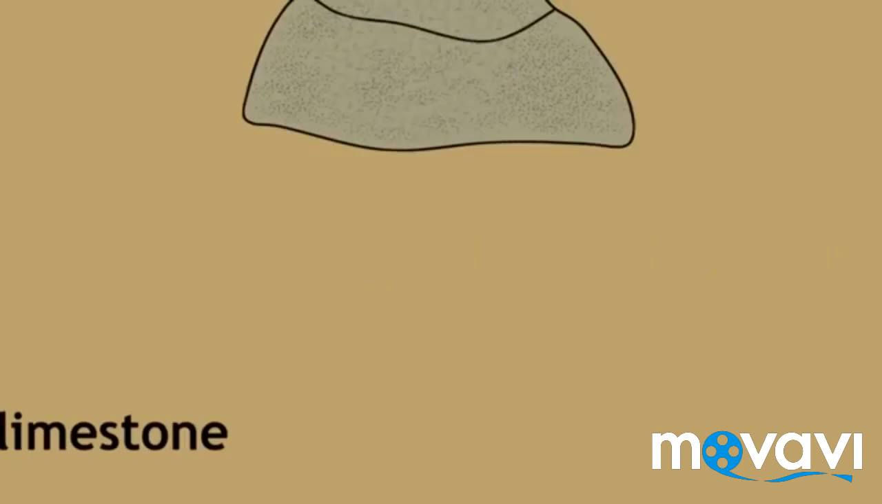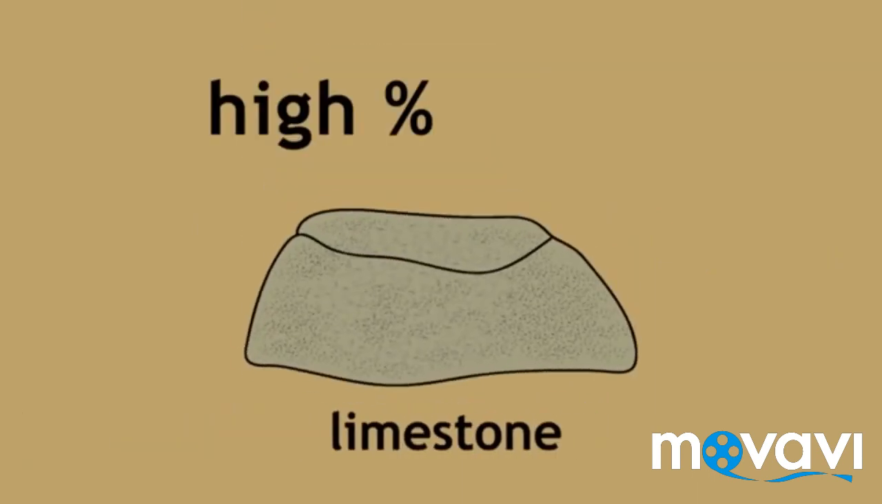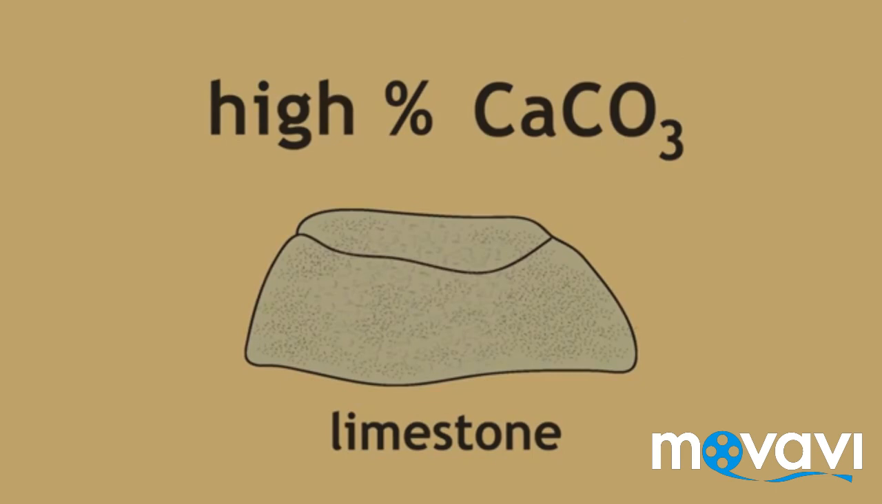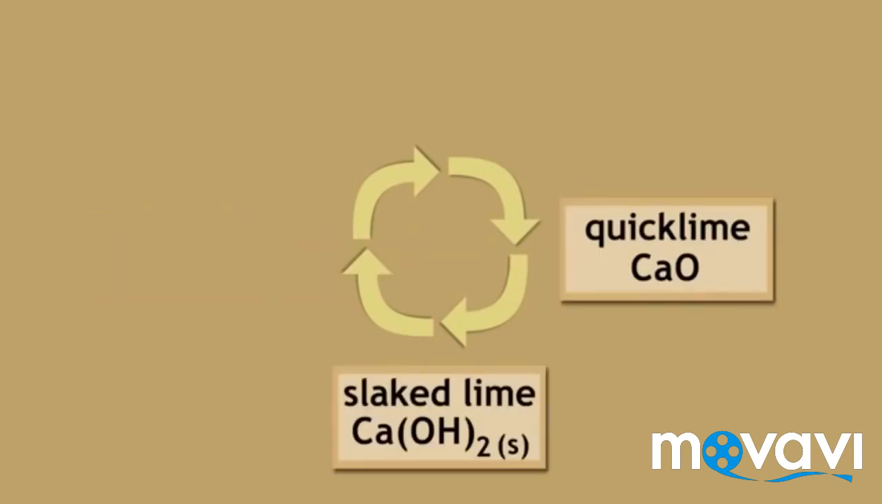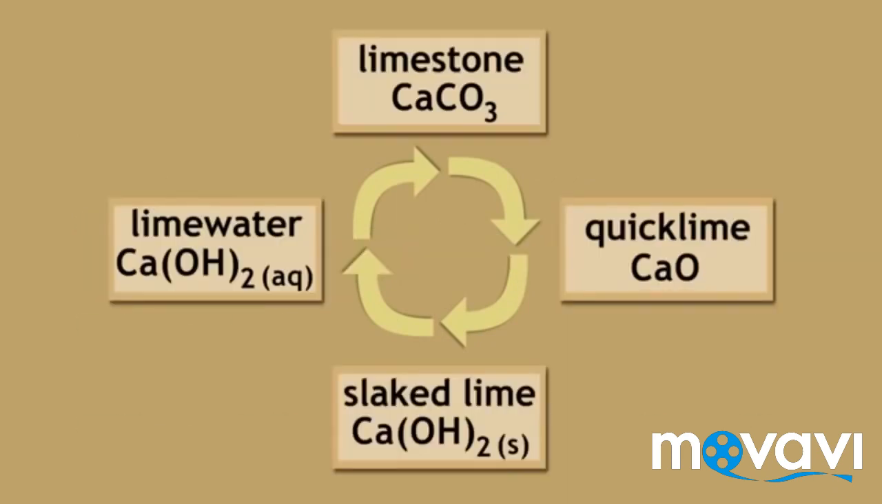In summary, limestone is a sedimentary rock with a high percentage of calcium carbonate formed from the compression of deposited dead marine organisms. The limestone cycle involves the formation of quicklime, slaked lime, and lime water, and limestone once again.